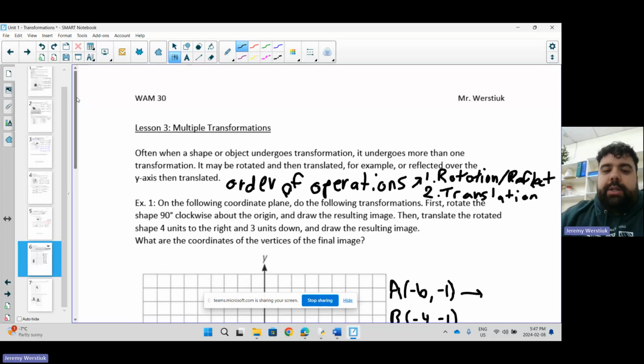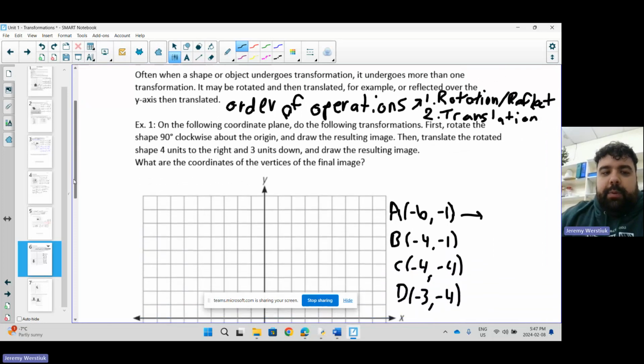Just like order of operations, where we know BEDMAS, with brackets, exponents, multiplication, division, addition, subtraction, and how they have to go in a certain order, transformations also need to go in a certain order when we're dealing with multiple of them. The first thing we do is take care of our rotation or our reflection. If we have both, it doesn't matter what order we do them in. But what we need to know is that the translation always goes last. That's the important part. The translation goes last.